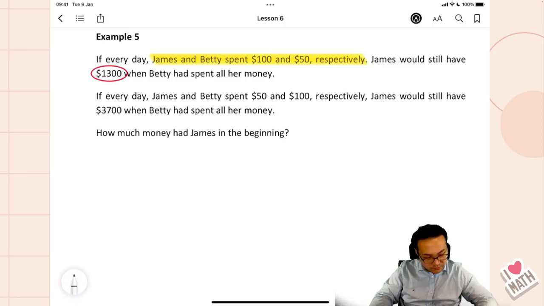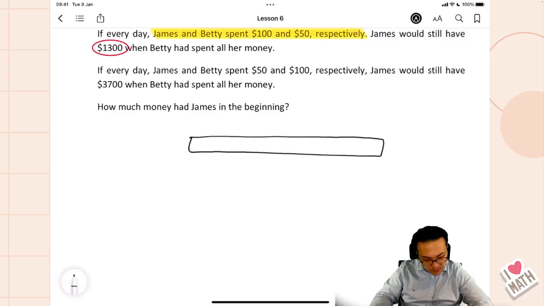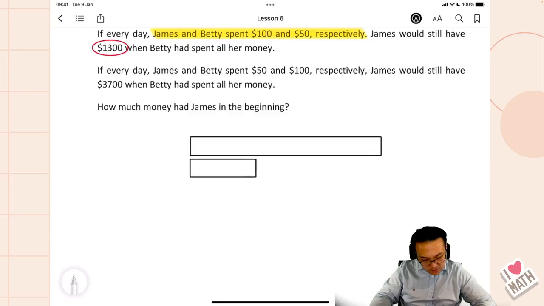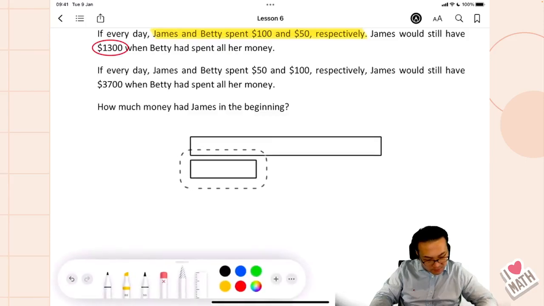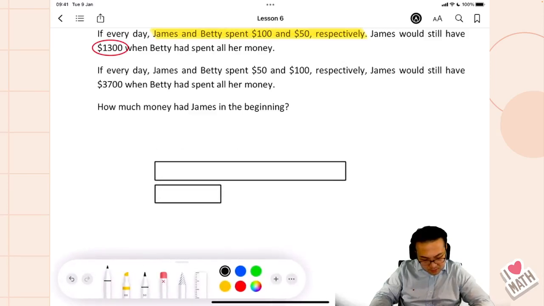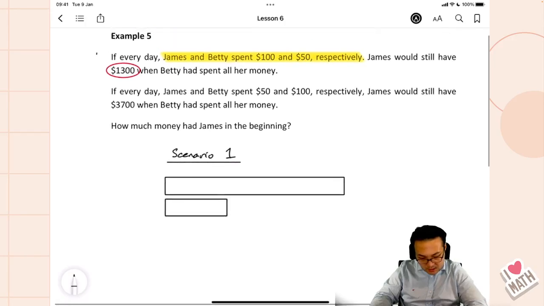Okay, let me try to draw again, because that model was too fat. Let me draw a slimmer model. Okay, then let's say Betty, something like that. I drew James and I drew Betty. So students, this is the amount of money that James and Betty have, okay? Let me write down scenario number 1. This is scenario number 1, the first sentence.